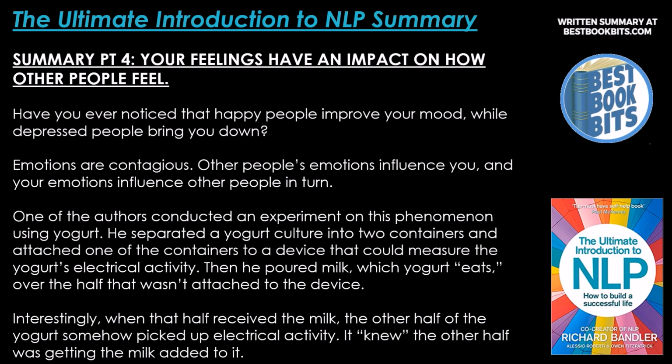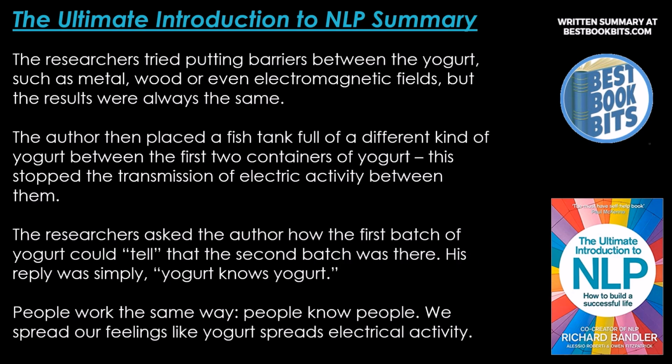Interestingly, when that half received the milk, the other half of the yogurt somehow picked up electrical activity. It knew the other half was getting the milk added to it. The researchers tried putting barriers between the yogurt, such as metal, wood, or even electromagnetic fields, but the results were always the same. The author then placed a fish tank full of different kind of yogurt between the first 2 containers of yogurt. This stopped the transmission of electrical activity between them. The researchers asked the author how the first batch of yogurt could tell that the second batch was there. His reply was simple: yogurt knows yogurt.